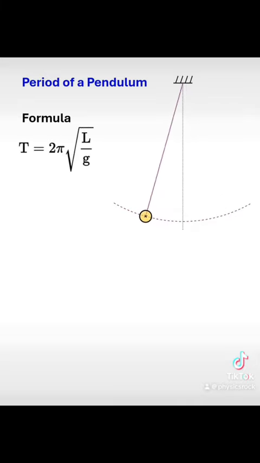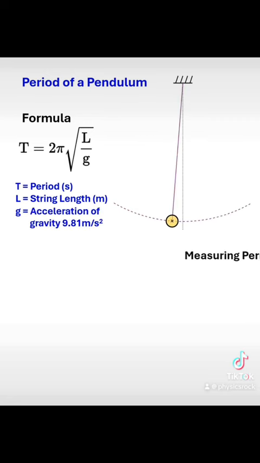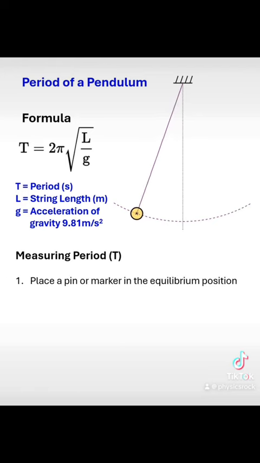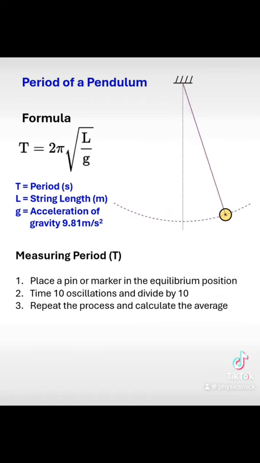To calculate the period of a pendulum using the formula, you only need to measure the string's length. You can also measure the period by recording the time following these directions, then compare your measured period with the calculated one by determining the percentage of error.